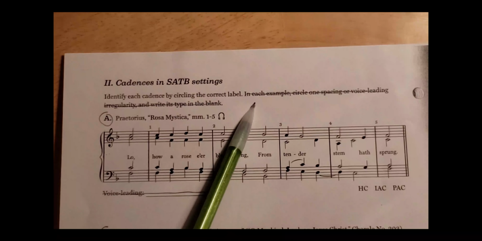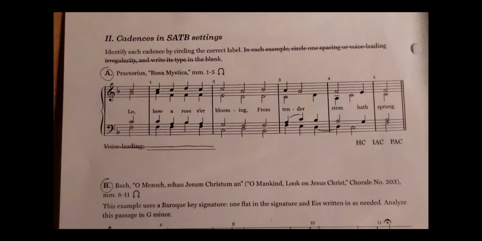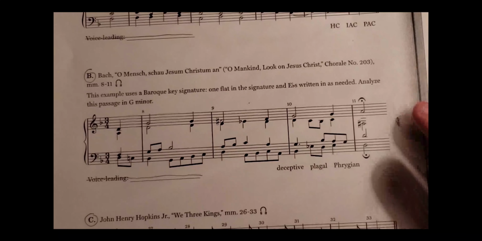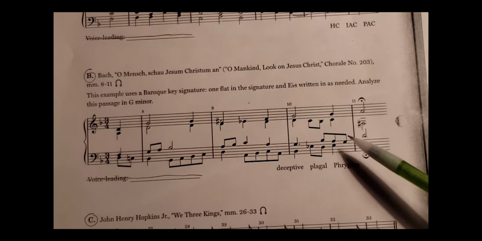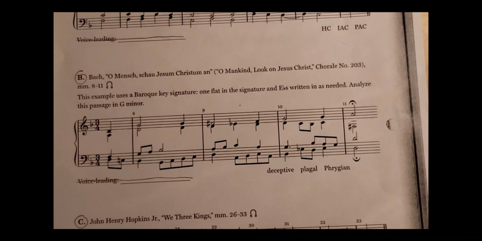Please do not do the step where it asks about circling one spacing or voice leading irregularity. Not really a huge deal there. It's pretty obvious in this Bach. Look at that crossed voice. It's terrible. Johann. 15.1, Part 1A, 2, 3, 4, and 15.1, Part 2.